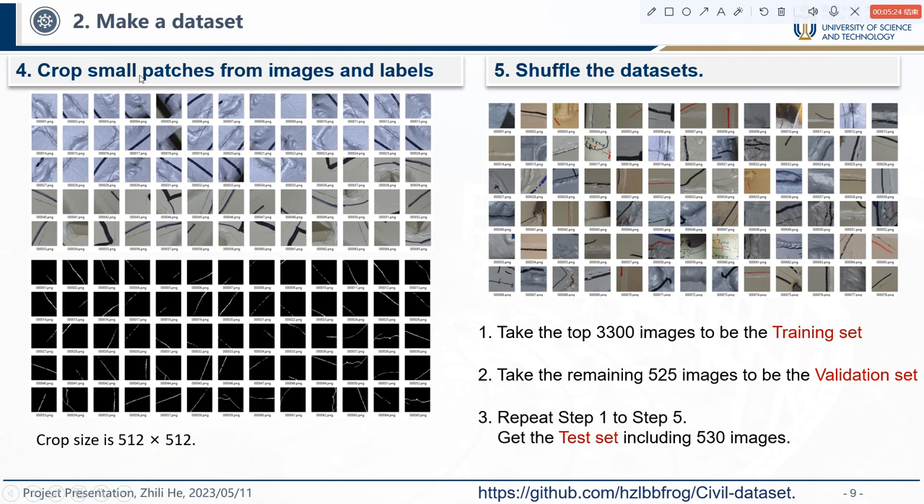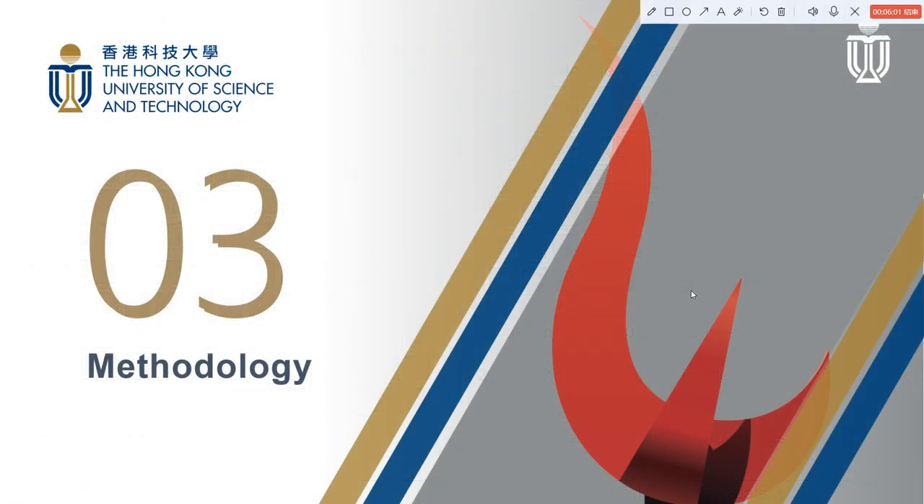In step 4, I crop small patches from images and labels, and the crop size is 512 by 512. And last, I shuffle the dataset. I take the top 3,300 images to be the training set, and the remaining 525 images to be the validation set. And I repeat step 1 to step 5 to get the test set, including 530 images. I think next month I will publish this dataset on GitHub. Okay, let's move on to part 3, methodology.